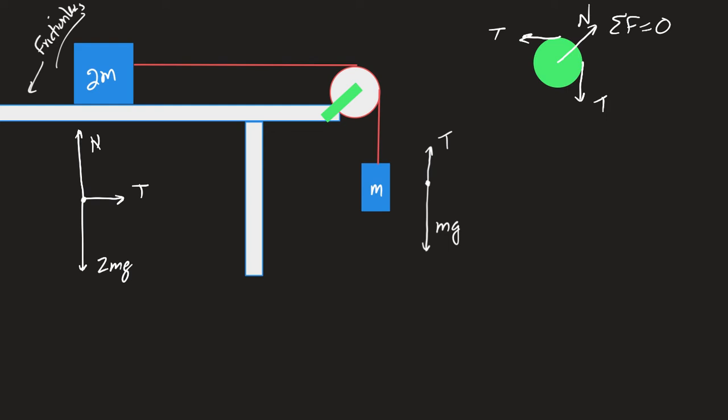Let's say that the pulley has inertia, that it's a massive pulley. And I don't mean massive like huge, I mean it just has mass. How does the pulley having mass affect this problem?